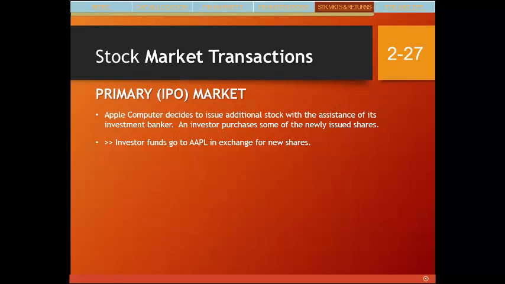Suppose Apple Computer decides to issue new shares of stock, and they would do this through the help of their investment banker. An investment banker is a broker that works as a financial intermediary between Apple and the investing public. The point to remember about an IPO is that this is the only time a corporation receives cash from the investing public.